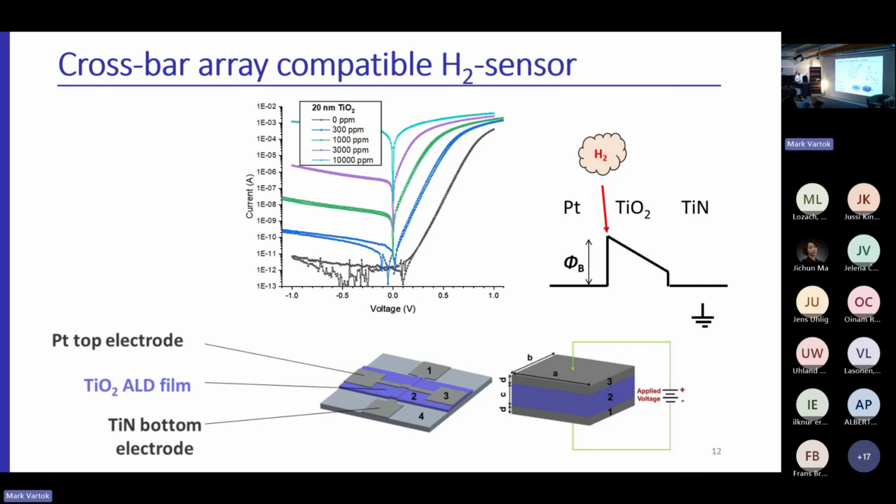If you look at the IV characteristics in the middle, the black curve is without any hydrogen. You see this is a very good diode: the negative bias current is very low, and the positive bias current is super high. And if you increase the hydrogen concentration, you get orders of magnitude difference. Now the question is whether we can tune this sensor by changing the thickness.